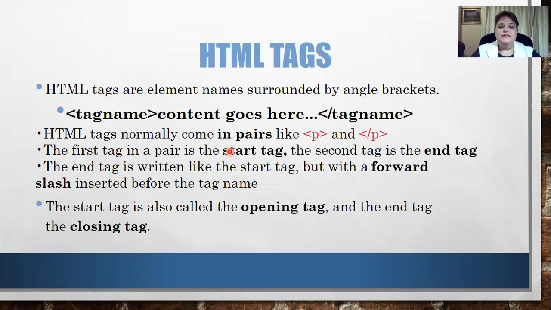HTML tags are element names surrounded by angle brackets. So we call these greater than and smaller than signs angle brackets. So the way a tag is set up is I place my opening tag, tag name, whatever content I need on the inside, and then very importantly, a closing tag. So I need the / at the end.